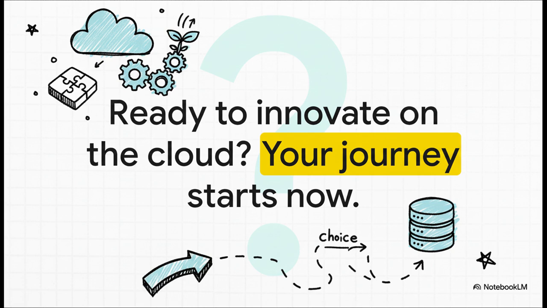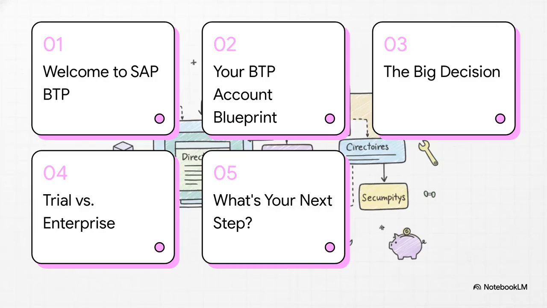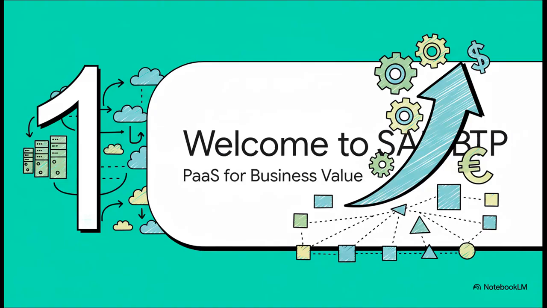I know it can feel like a lot, but your entire journey, believe it or not, really hinges on one single choice you have to make right at the very beginning. Let's figure out what it is. All right, here's our game plan. We'll kick things off with a quick welcome to BTP, then we'll map out the account blueprint so you know the lay of the land. After that, we hit the big one, the big decision you have to make. We'll compare your options, and then we'll help you figure out exactly what your next step should be. Sound good?